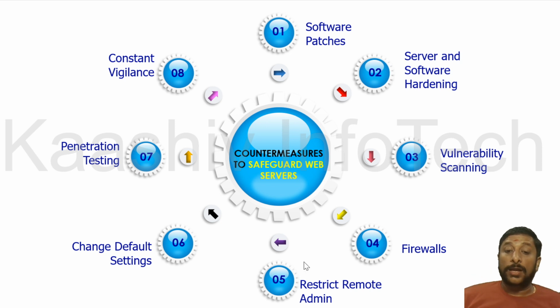For setting the firewall, restrict remote admin, so from a remote location no one can access. Restrict the remote administration possibilities. Change the default settings. If the default settings are there, I need to change them. Do not keep the same password or something like that.